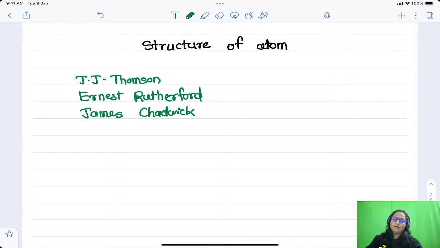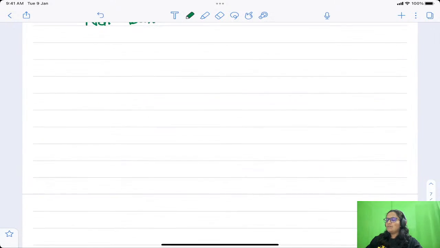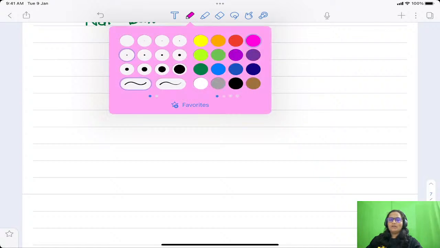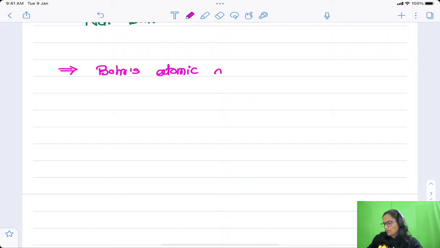Then after these models, another name I'll write down is Neil Bohr. Neil Bohr is the scientist who has given Bohr's atomic model, which is the most correct, with the least anomalies in it. So we are going to discuss Bohr's atomic model today. Let me explain this model to you.